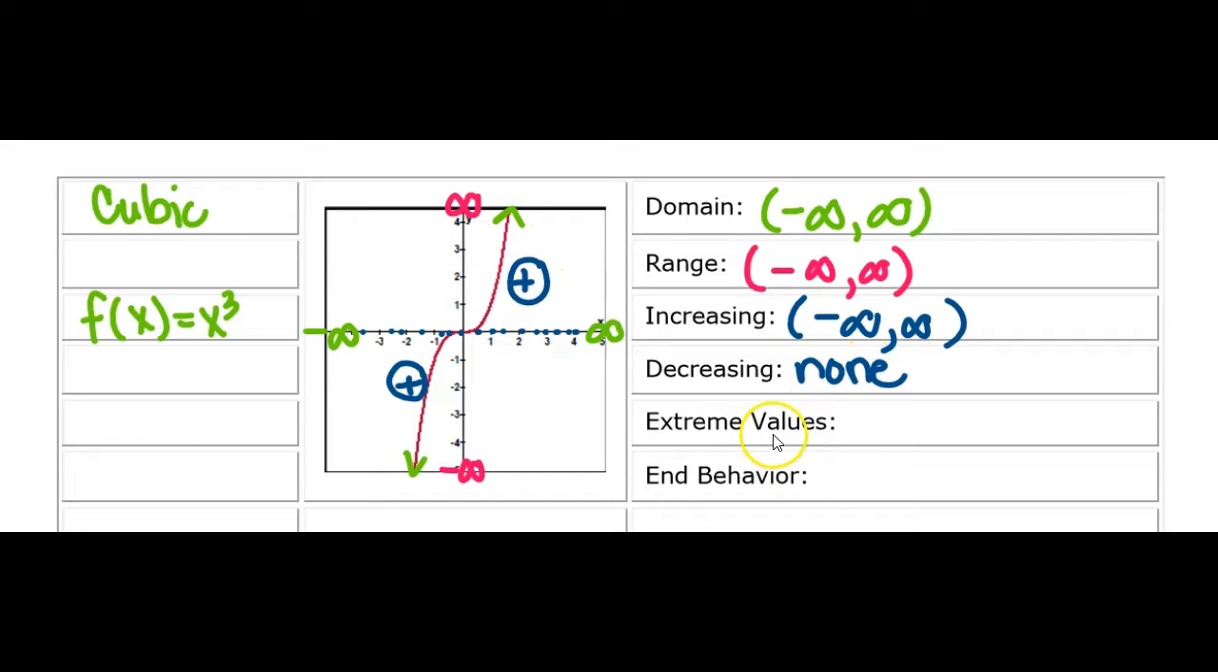Extreme values. Do we have a maximum or minimum y value? Since the graph goes up infinitely and down infinitely, I would have to say none as well. And the end behavior, the left end is pointing down to negative infinity and the right end is pointing up to positive infinity.